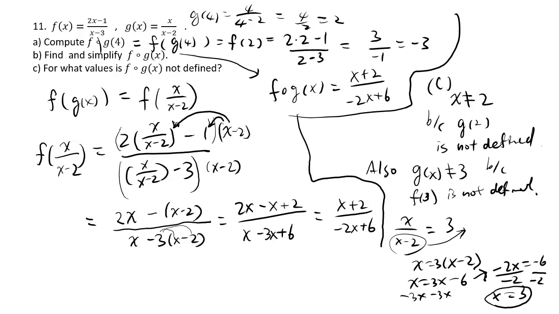Okay, so when you plug in positive 3, yeah, you do get 3, right? So positive 3 is illegal, and positive 2 is illegal. So the answer to C is, x equal to 2 and x equal to 3 are illegal values. Those are the values where f of g of x is not defined. So that's the answer.